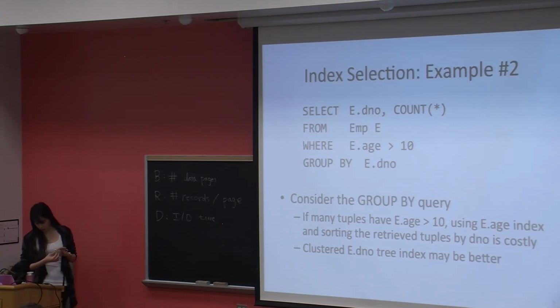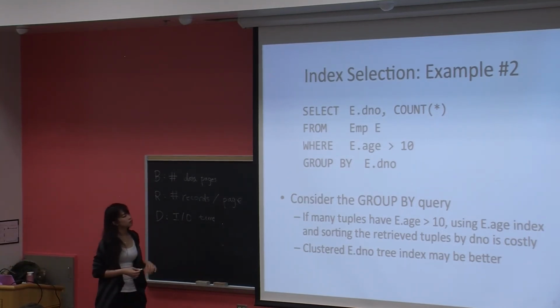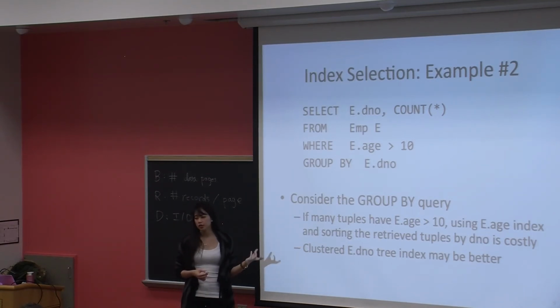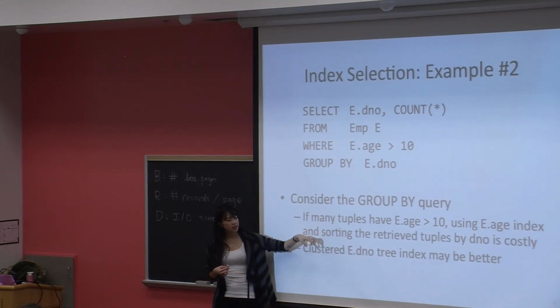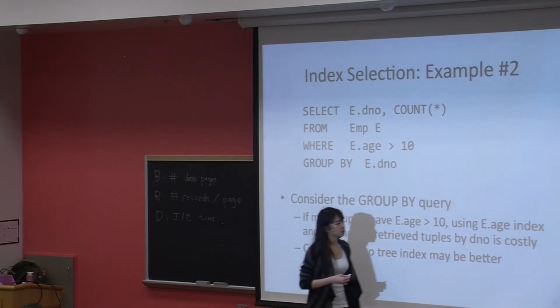Do you think now we should still base on age? So here we say, if already many tuples have age greater than 10, then today, indexing on age doesn't help that much anymore, right? But what will help is if we index based on the department number in a cluster way. So you can think of the tree as this.